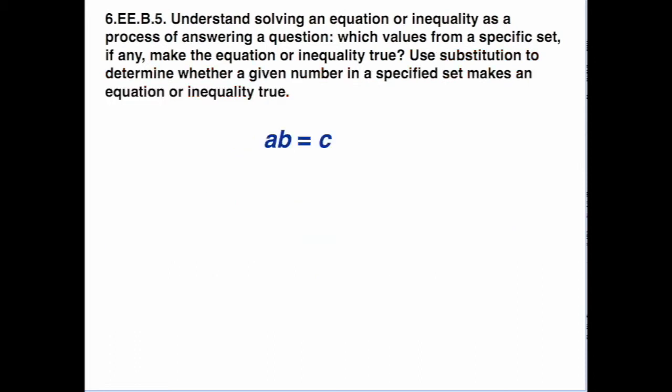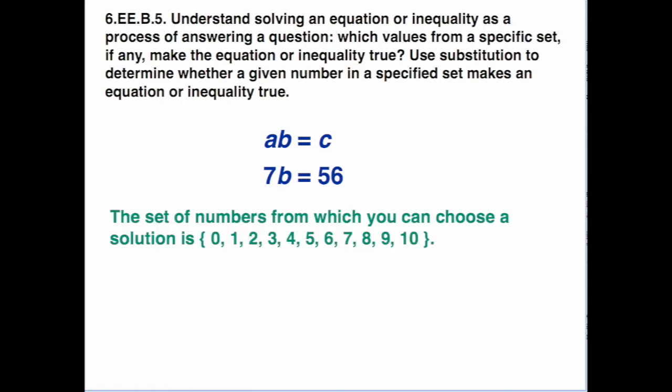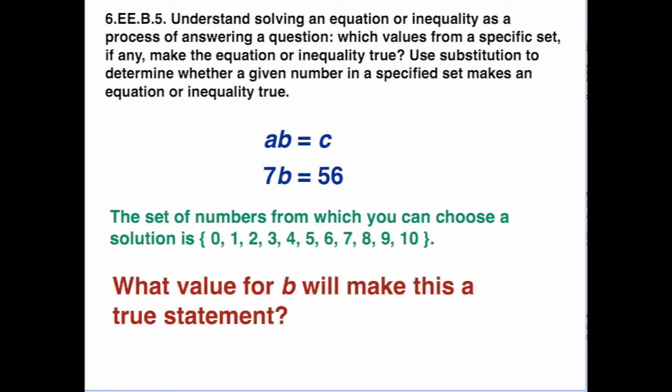Let's try a multiplication type of equation. A times b equals c. Specifically, let's try 7b is equal to 56. And the set of numbers that we have to choose from are the whole numbers from 0 to 10. And the question is, what value for b will make this a true statement? Use substitution to determine which one works. And we see that 8 works because 8 times 7 is 56.